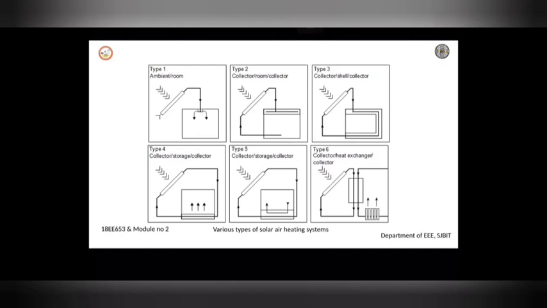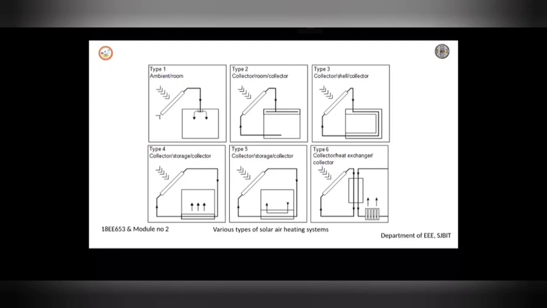I will repeat once again from type 1, since many were absent here. Looking at the diagram, type 1 is very simple in construction, where the ambient air, or the hot air, will be passed through a glazed or unglazed solar collector, which is shown there. This air will pass directly to the rooms to provide ventilation and heating.